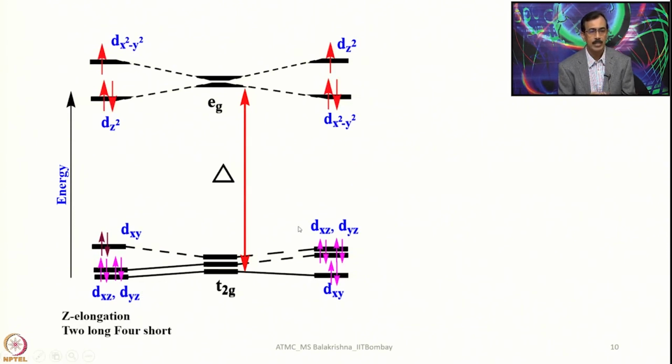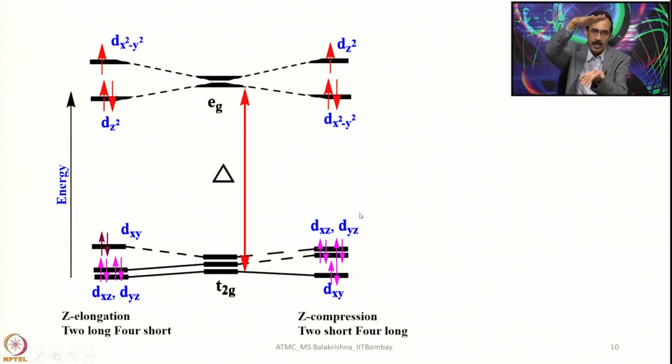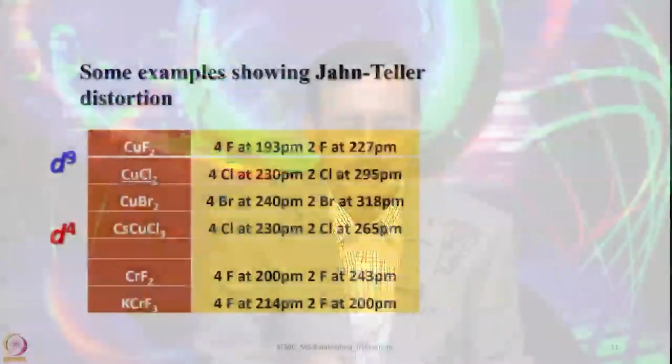We can see this one is Z elongation, where 2 long bonds and 4 short bonds will be there, whereas in this case Z compression happens. Compression means basically it comes like this, and elongation means it goes like that. When you are pulling up in the Z direction, those ligands will come closer in the plane. On the other hand, if you compress along the Z axis, the ligands will come closer along the axis and they will be expanding in the plane. So, Z compression happens in this case.